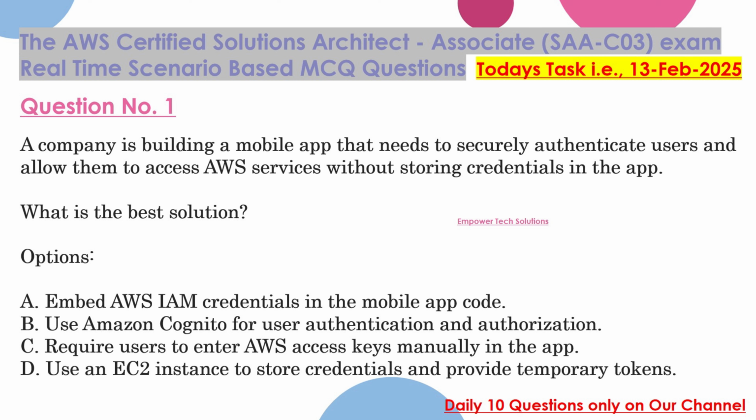Question 1. A company is building a mobile app that needs to securely authenticate users and allow them to access AWS services without storing credentials in the app. What is the best solution? Options: A. Embed AWS IAM credentials in the mobile app code. B. Use Amazon Cognito for user authentication and authorization. C. Require users to enter AWS access keys manually in the app. D. Use an EC2 instance to store credentials and provide temporary tokens.